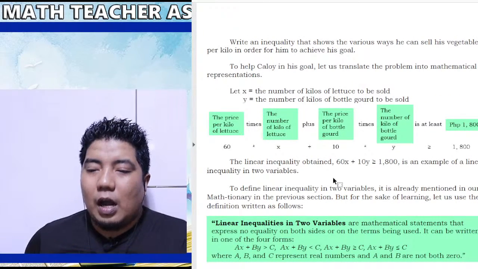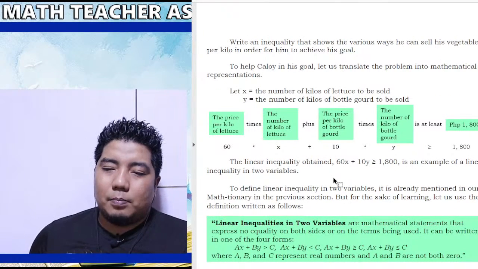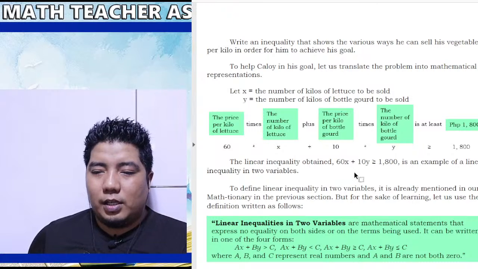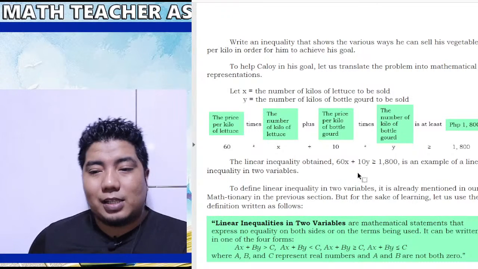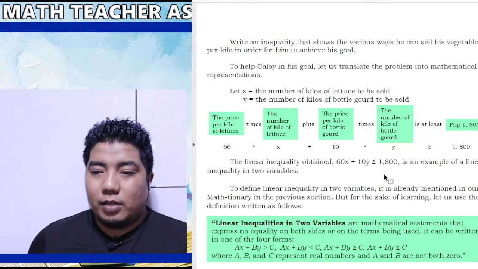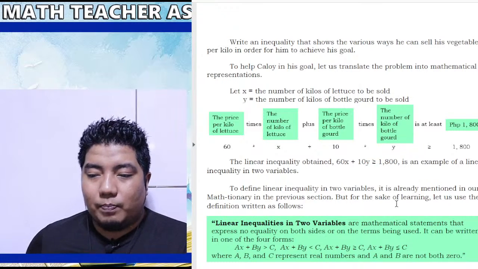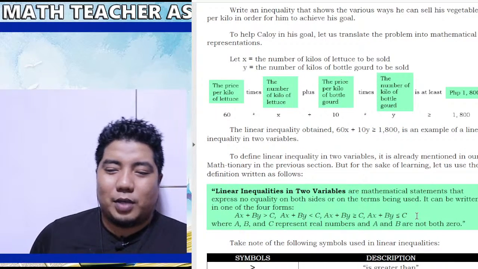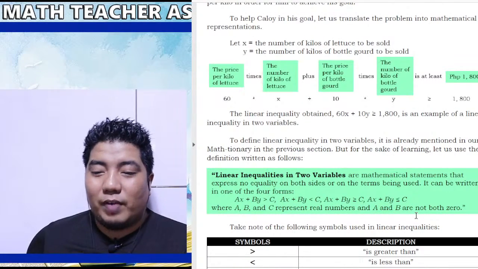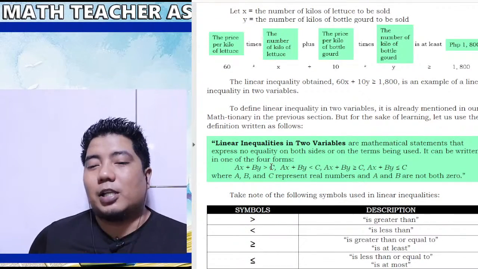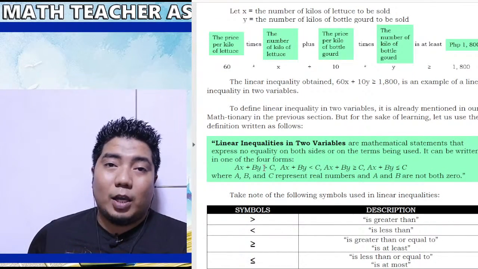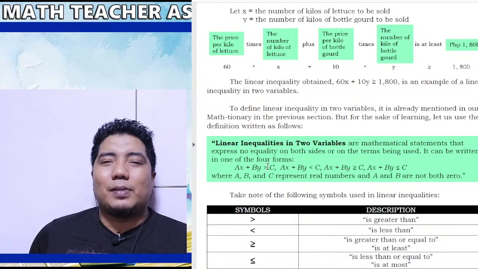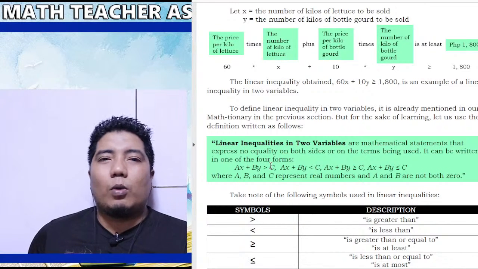So, therefore, our final linear inequality for this scenario is 60x plus 10y is greater than or equal to 1/8. This is an example of a linear inequality in two variables. Okay. So, as we said earlier, to define a linear inequality in two variables, it can be expressed like a linear equation except that we will not use the equal sign.